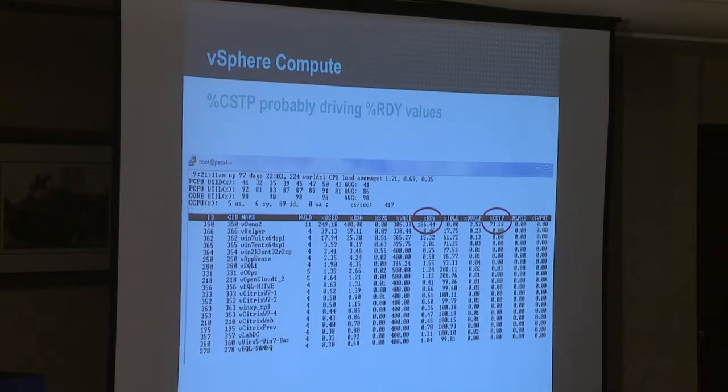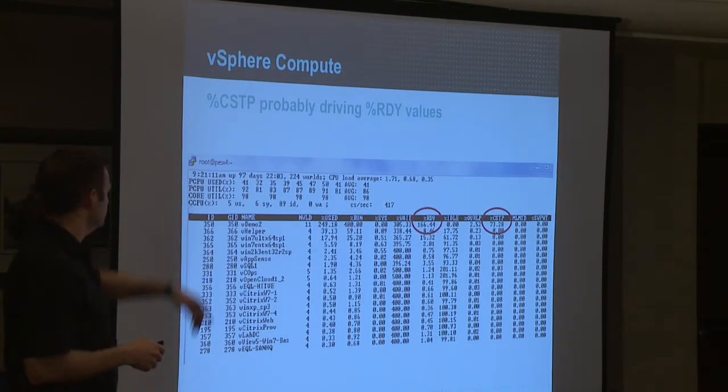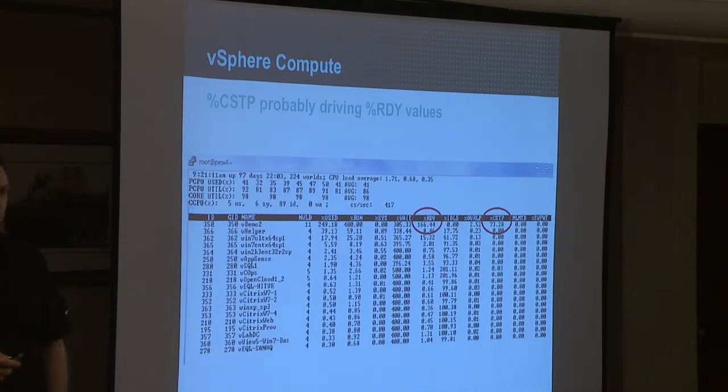This is an example here just showing percent co-stop driving a high percent ready value. Percent co-stop in this case is 73 point something, and percent ready is 166. It's waiting a long time. If this were a desktop, you would be experiencing a really crappy user experience. And at the end of the day, the percent used is 249%, and that's based on the number of virtual CPUs and the workload being performed.